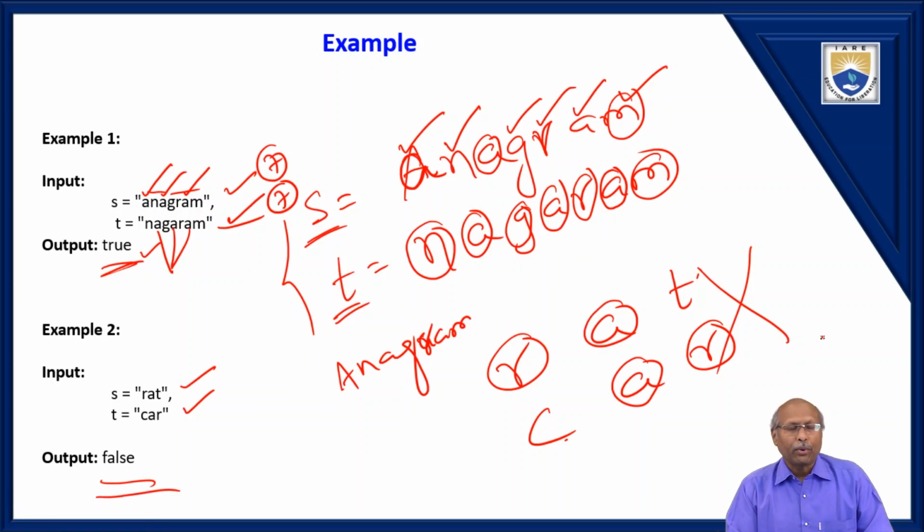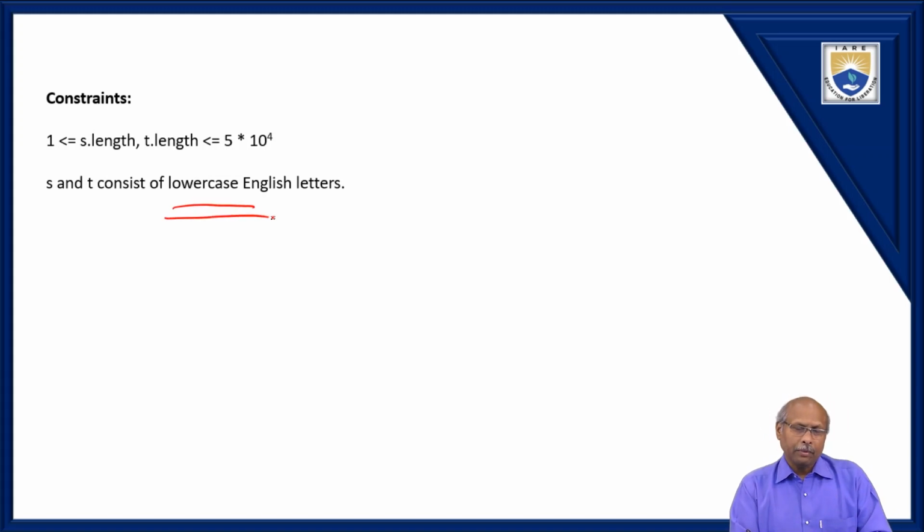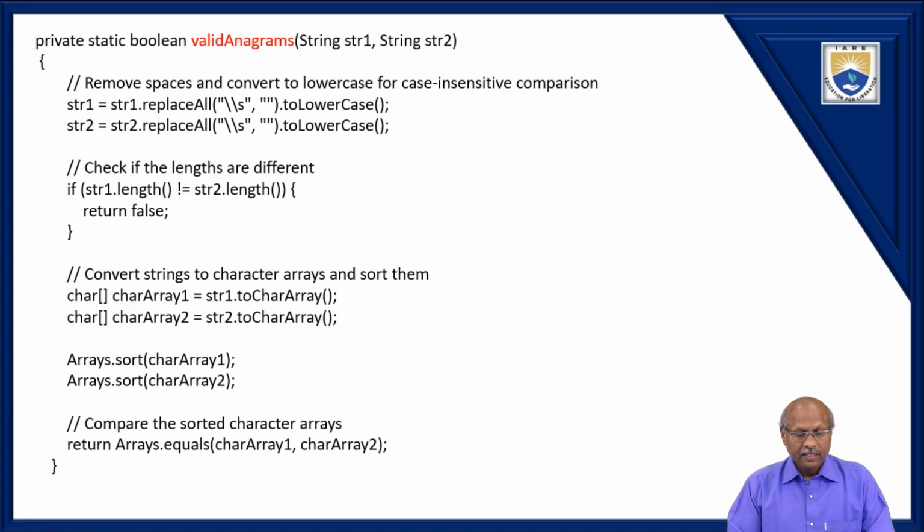So now you have to write a program to check whether given two strings are anagrams or not. And here I will assume that S and T both consist of lowercase letters. That means whatever data you are giving, you first convert it into lowercase, then check whether the given two strings are anagrams or not. For that, now I will write a small program using Java.